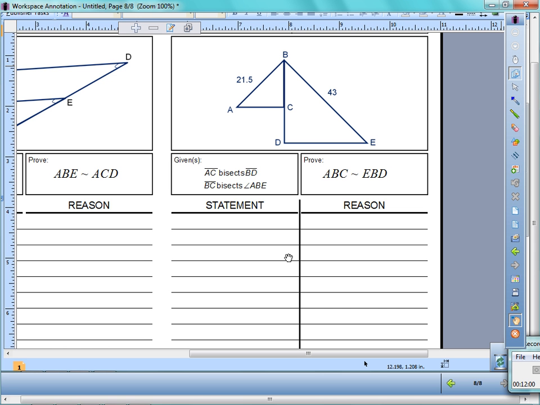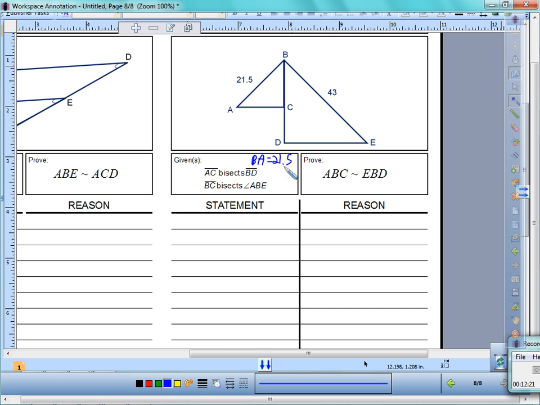All right, so I've got some information here in my givens. Now I probably need to add a given here. I know something about this, but I also need to talk about the lengths of these. So I do need to say that the length of BA is 21.5, and I need to note that the length of BE is 43.